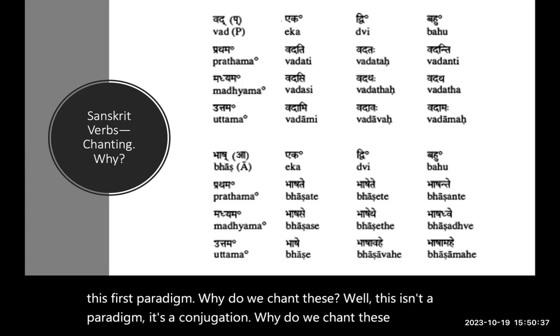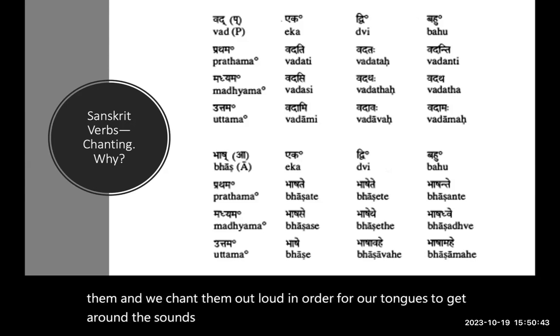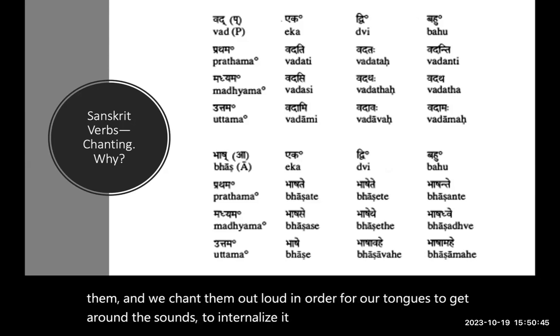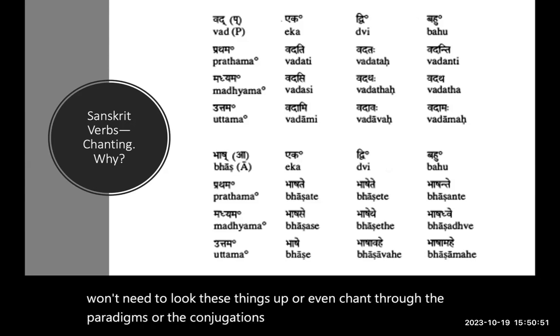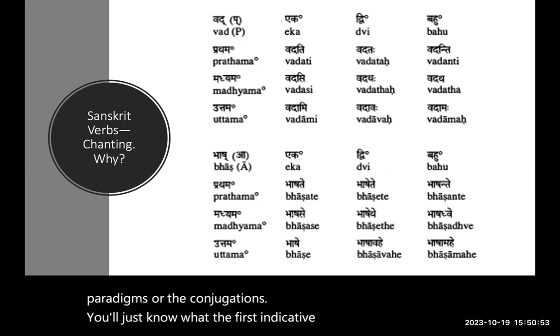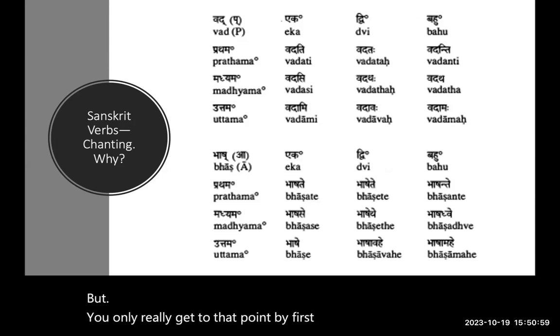We chant them out loud in order for our tongues to get around the sounds, to internalize it. So in time, as I've told you, you won't need to look these things up or even chant through the paradigms or the conjugations. You'll just know what the first indicative is. It's vadati. You just know it. But you only really get to that point by first internalizing everything.